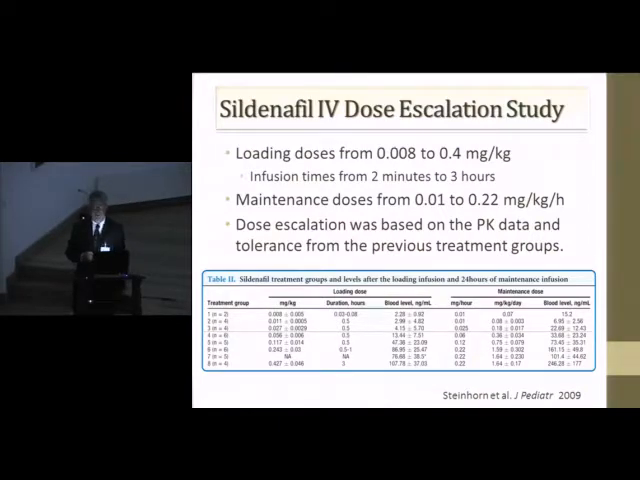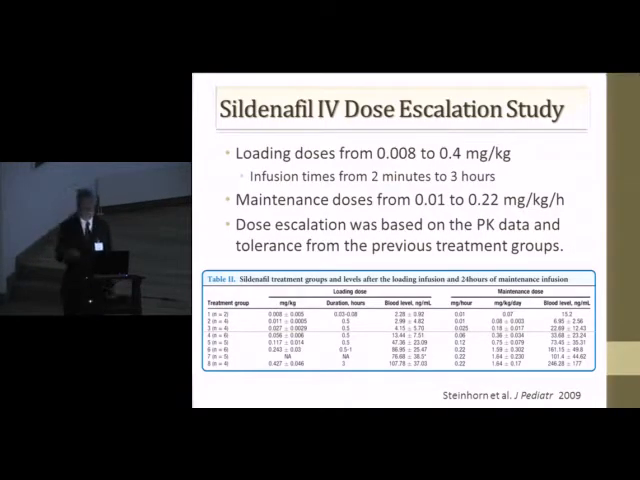So this was a dose escalation trial. So it was unclear, obviously, what the best dose, especially intravenously, was going to be for babies. So they started very low, 0.008 milligrams per kilogram, and escalated up over time to 0.4 milligrams per kilogram. So you can see that's a huge dose escalation. And the loading doses, the infusion time started out at 2 minutes, but because of systemic hypotension, they gradually increased the loading dose time, and then by the end of the trial, it was up to 3 hours.